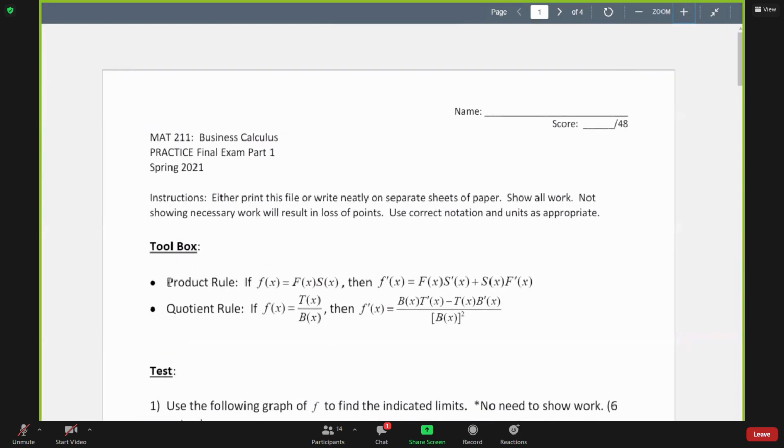You will be given the product rule and the quotient rule on the test. So as long as you know which ones need the product rule and quotient rule, then you can use these, which are given to you. Those are the only two rules that are given.